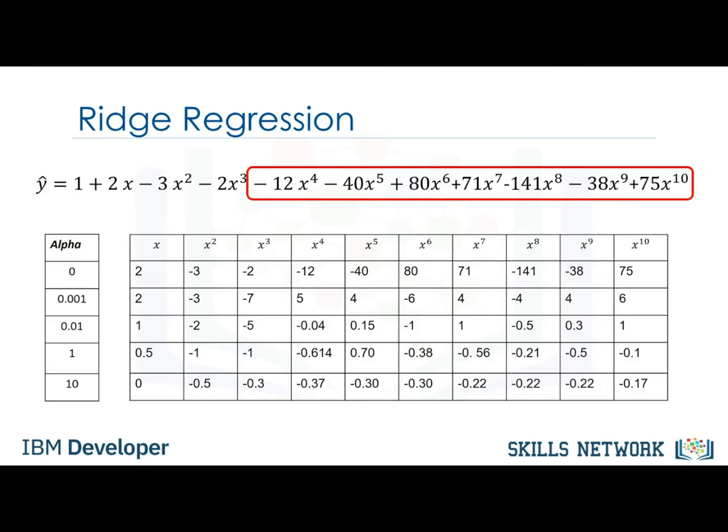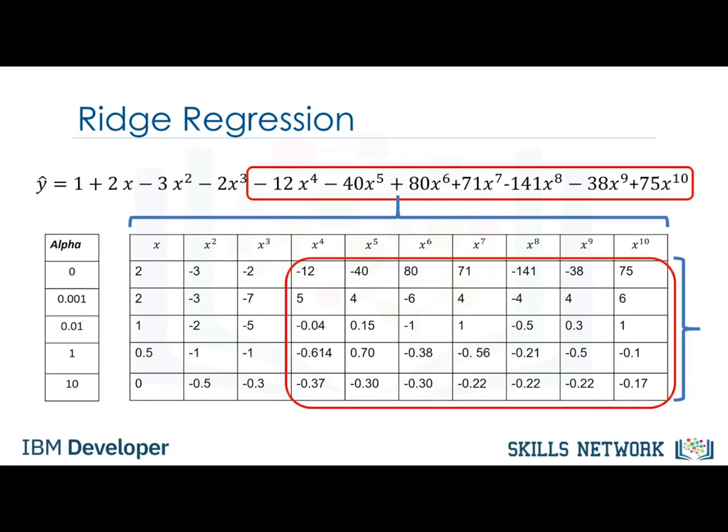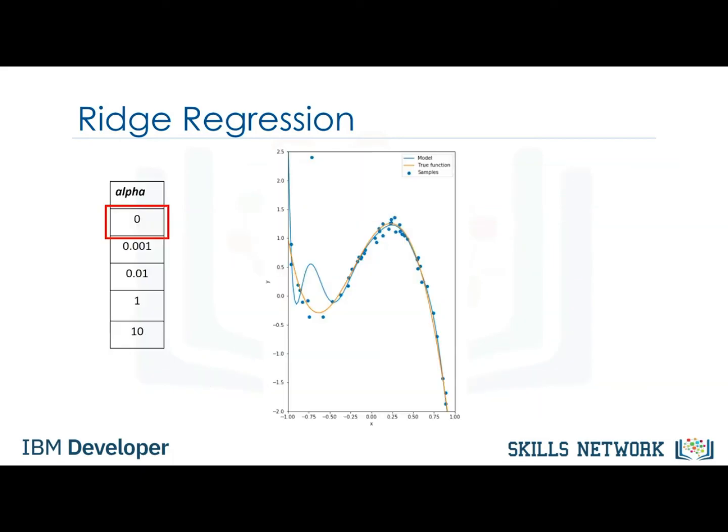This table represents the polynomial coefficients for different values of alpha. The column corresponds to the different polynomial coefficients, and the rows correspond to the different values of alpha. As alpha increases, the parameters get smaller. This is most evident for the higher order polynomial features, but alpha must be selected carefully. If alpha is too large, the coefficients will approach 0 and underfit the data. If alpha is 0, the overfitting is evident.